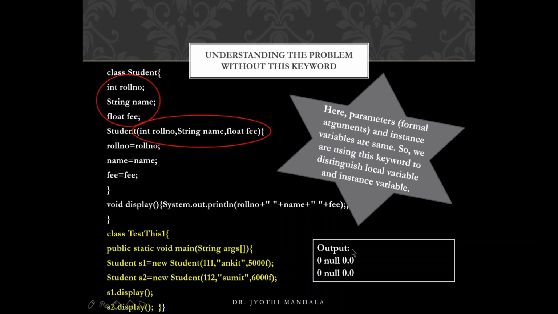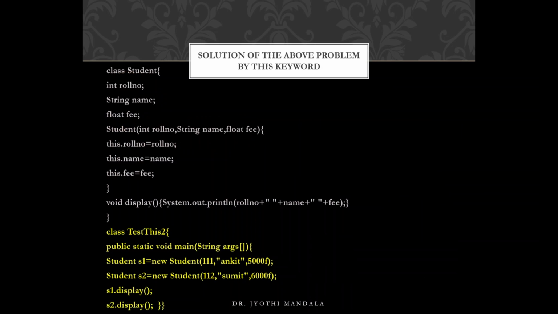To avoid this ambiguity, we use this keyword to distinguish between the local variables and the instance variables. This is our local variable and this is our instance variable. If you use the same names for both, we need to remove the ambiguity by using this keyword. How can that be done? I will show you. Observe here what we have done.